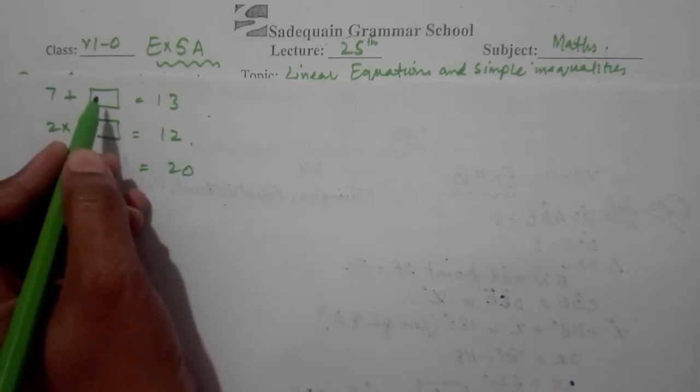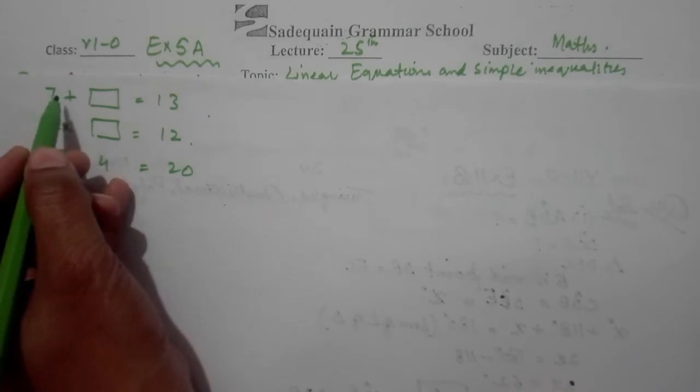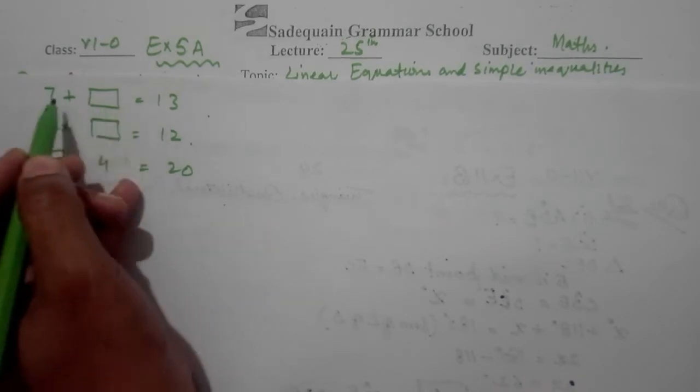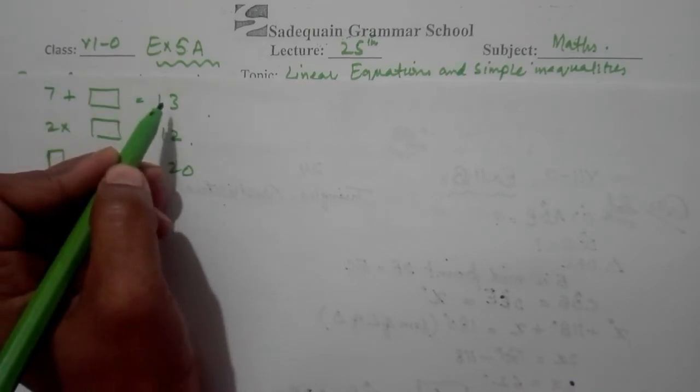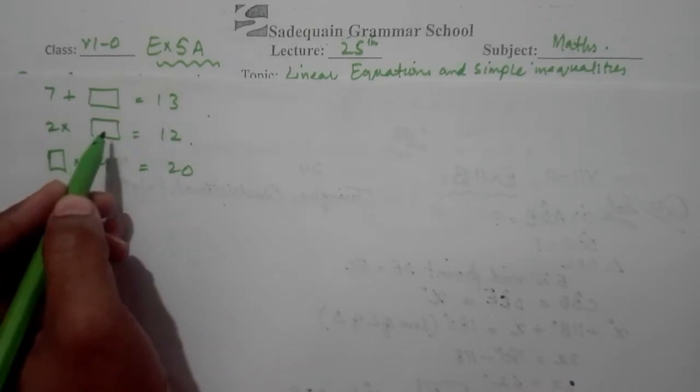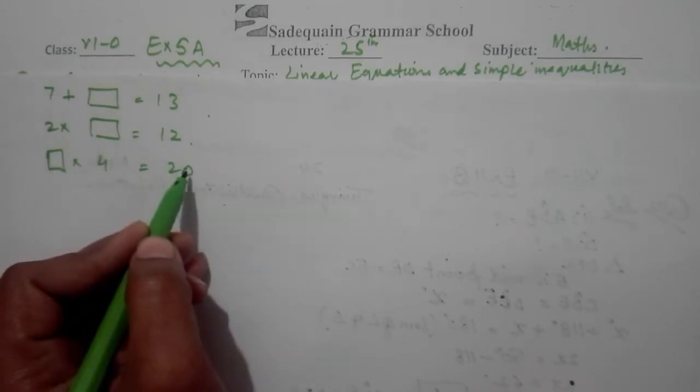Now look here, these values are not known to us. Okay? If I know, yes, I can understand, you can find out. You know that if we add 7 plus 6, that will be equal to 13. Now here, 2 multiplied by 6 is equal to 12. And here, 5 multiplied by 4 is equal to 20.